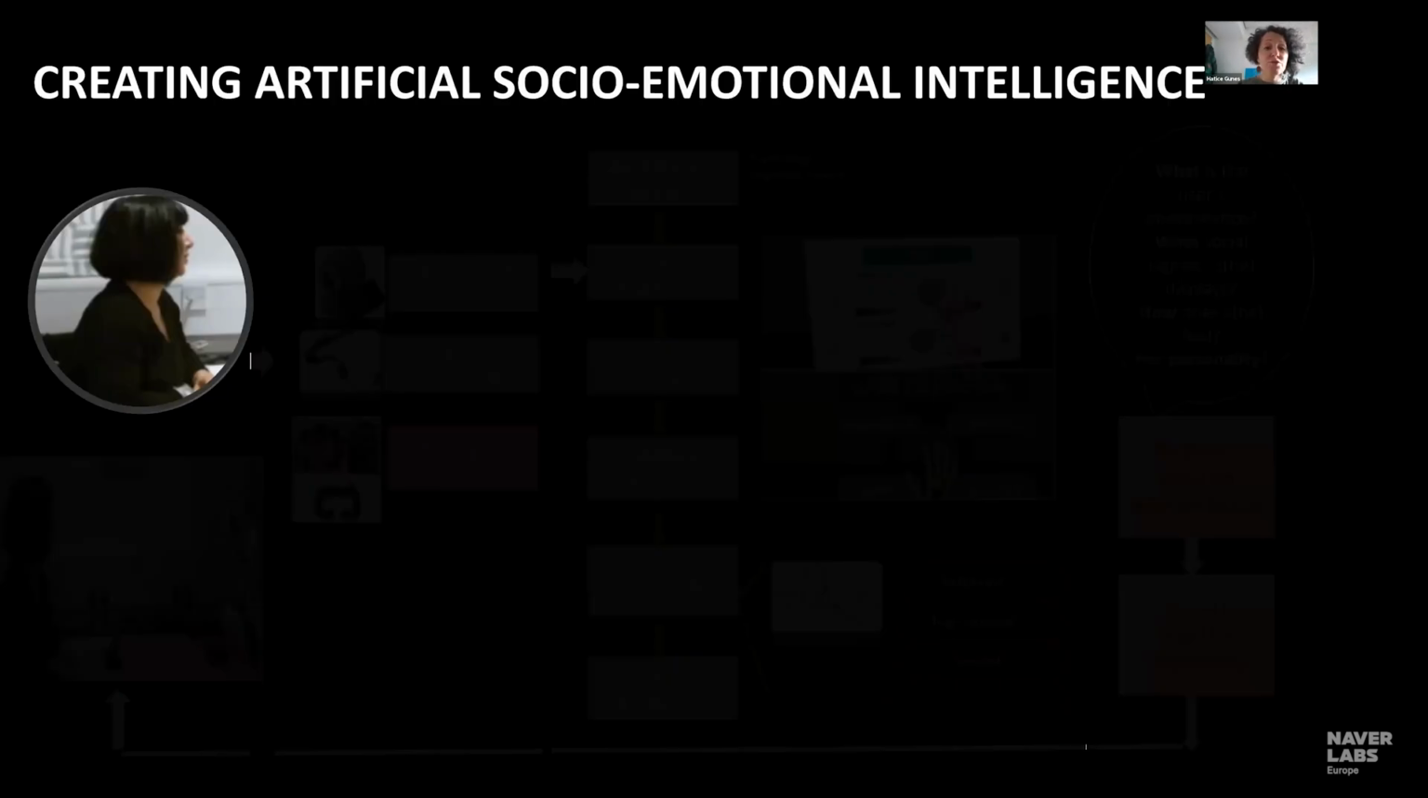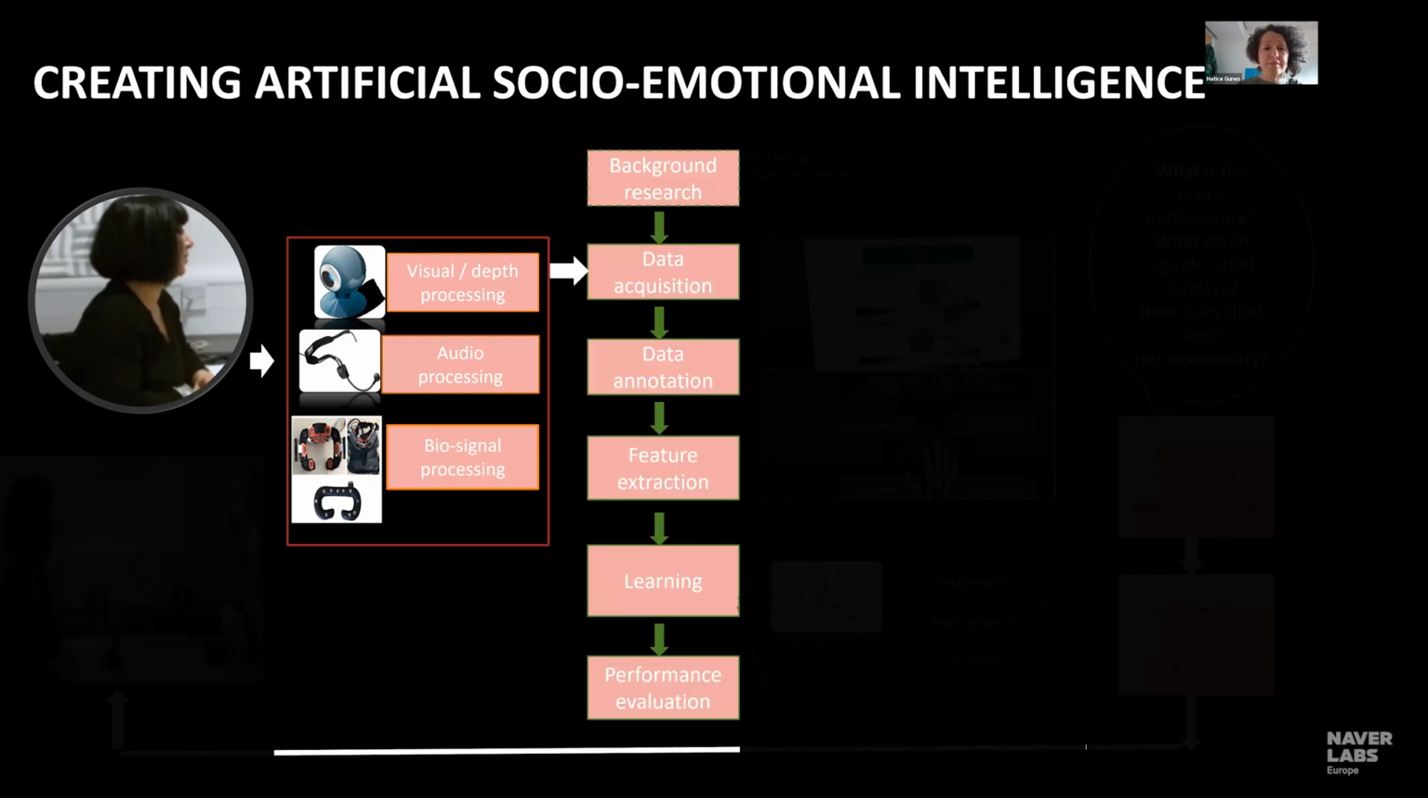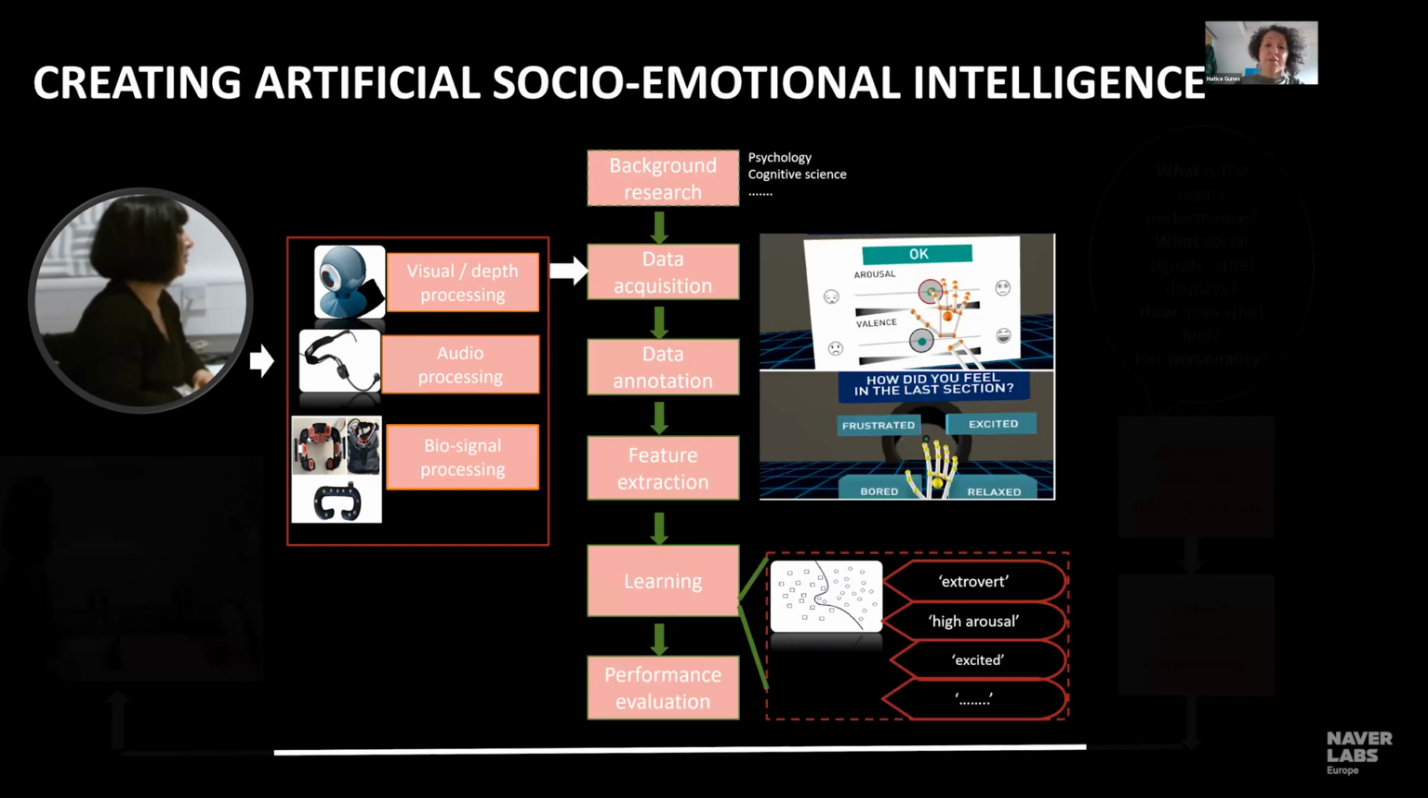But before we start, I just also want to bring us all on the same page because we might be coming from different backgrounds. So when I say creating artificial socio-emotional intelligence for robots, what I mean is these steps to be achieved. For instance, we start definitely with sensing users, and ideally we try to do this in a multimodal manner. So using different senses like cameras, microphones, or even physiological signals. And then we also need to rely a lot on background research. So social sciences, psychology, theories from there in terms of personality, expressions, emotions, and so on.